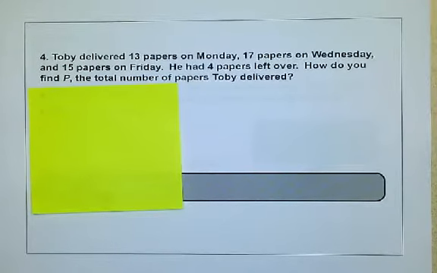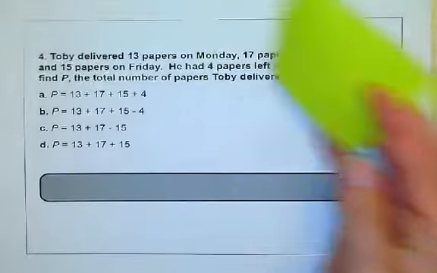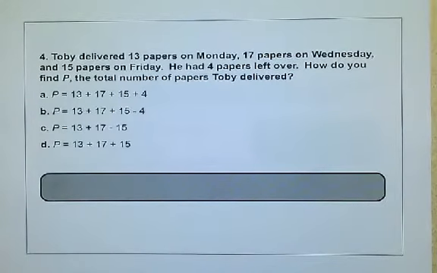Toby delivers 13 papers on Monday, 17 papers on Wednesday, and 15 papers on Friday. He had 4 papers left over. How do you find P, the total number of papers Toby delivered? Go ahead and solve. Once you have your equation on your paper, you can look up here at my equations to see which one you agree with.